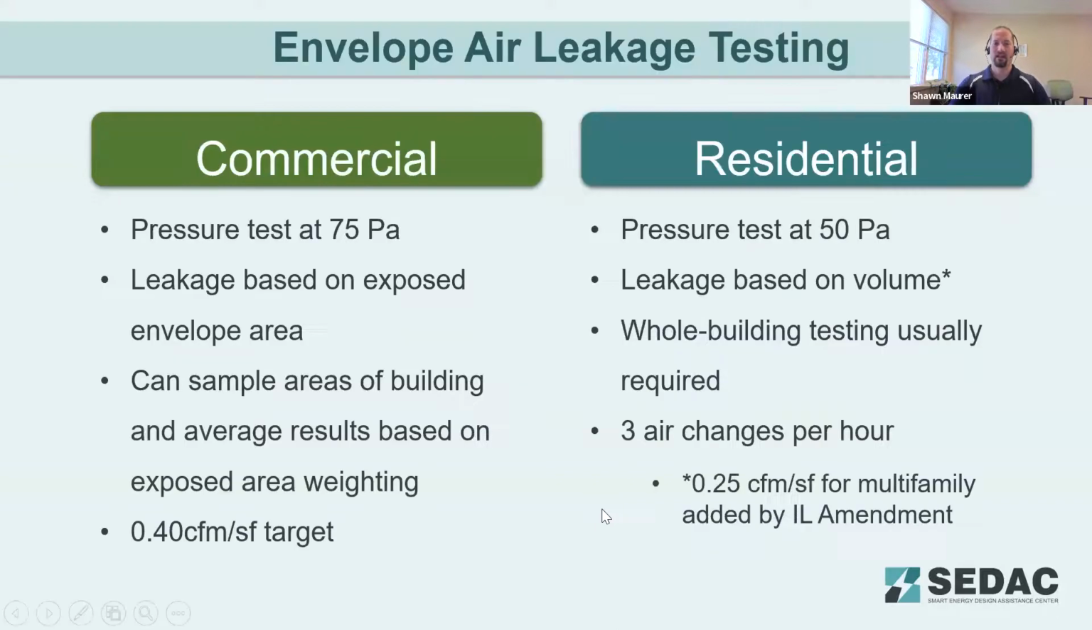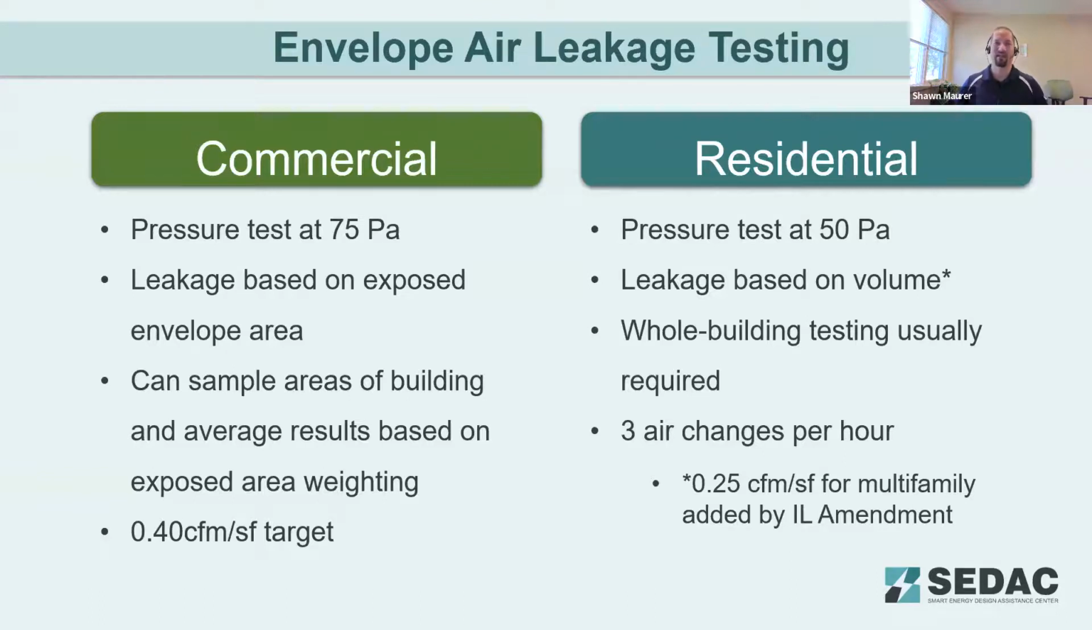So let's get into the actual requirements. What is the testing details? So on the commercial side, if you do that optional pressure testing for commercial buildings, the pressure test has to be at 75 pascals. That simulates about a 25-mile-per-hour wind on all sides of the building. Leakage is based on the exposed envelope area. So it's at 0.4 CFM per square foot of envelope area target. And you can do samples of the building and area weight the averages of those in order to get an overall building leakage.